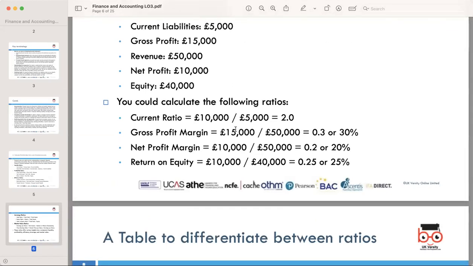Current ratio, as I explained, helps us understand the company's ability to meet its short-term obligations. It's calculated by dividing current assets by current liabilities. So here you can see current assets divided by current liabilities. Gross profit margin is this ratio.